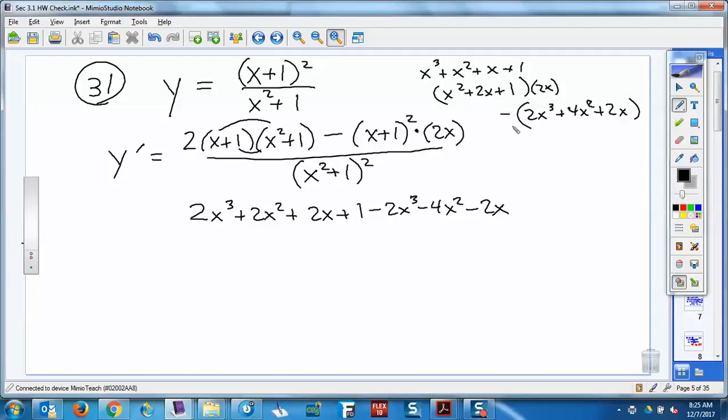A lot of times I'll go off to the side and do some of that kind of stuff, but be neat with your work so you don't lose track of things. So I foiled that, distributed that, and then I remembered I had to subtract all of it. Some nice things do happen there, and I get negative 2x squared. Those go away, that's nice. Plus 1. That's kind of what I was hoping would happen, that some things would disappear. I feel like I missed something.